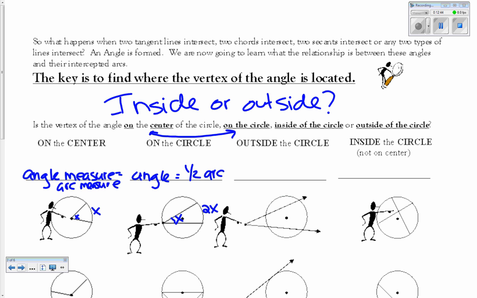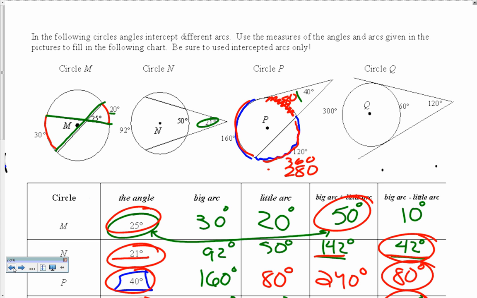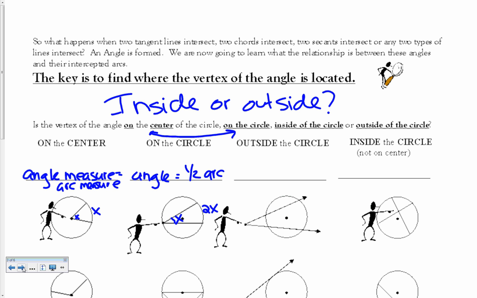All right, well, here are new ones. Outside the circle and inside the circle, keeping in mind not the center. That's totally different than the first one. So when it's outside the circle, what did we notice happen? Let's take a look back here. When it was outside the circle, the angle measure was 1/2 of the difference of the arcs. So it's 1/2 big arc minus small arc. Or you could say big arc minus little arc divided by 2. Multiplying by 1/2 is the same thing as dividing by 2.